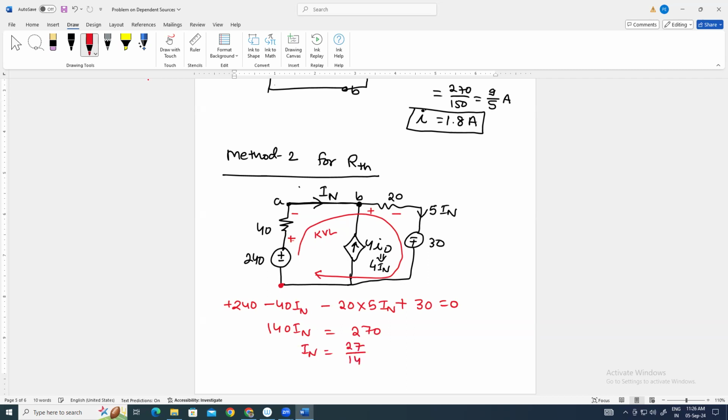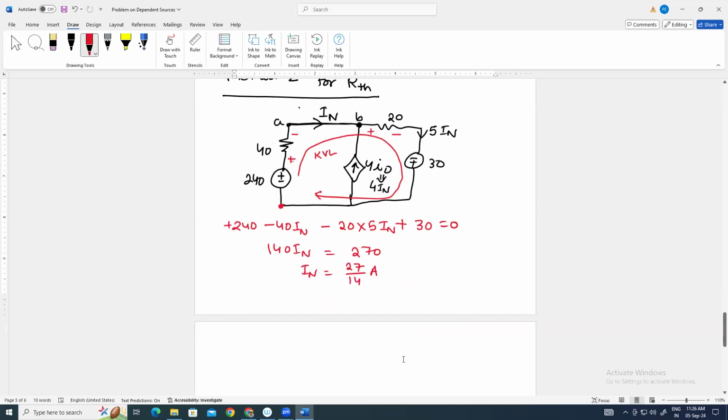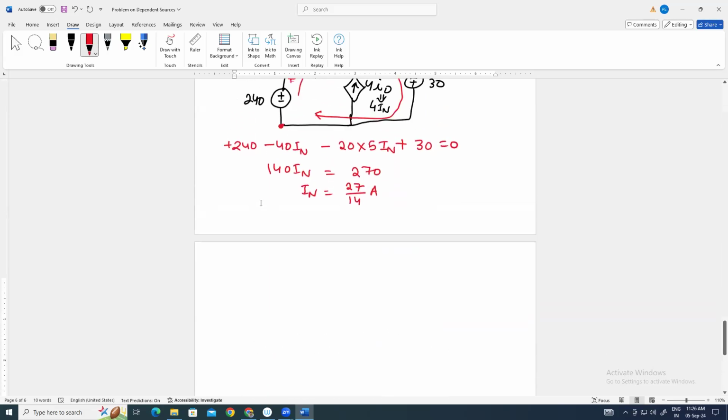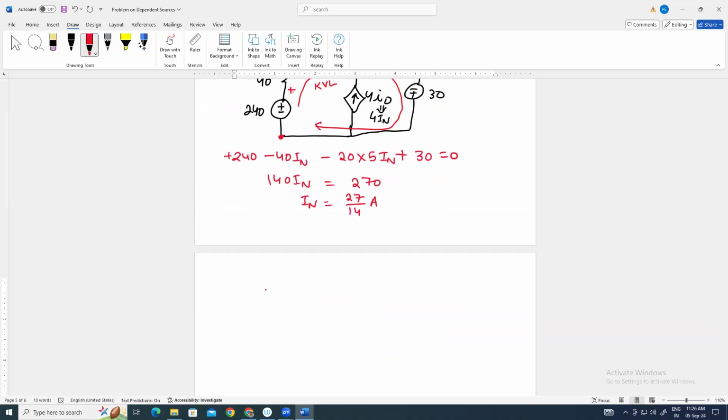27 divided by 14 ampere. IN is equal to 27 divided by 14 ampere. So what will be the value of RTH? RTH will be equal to VTH upon IN. VTH is equal to 270, IN is equal to 27 divided by 14. That will give you 140 ohm.